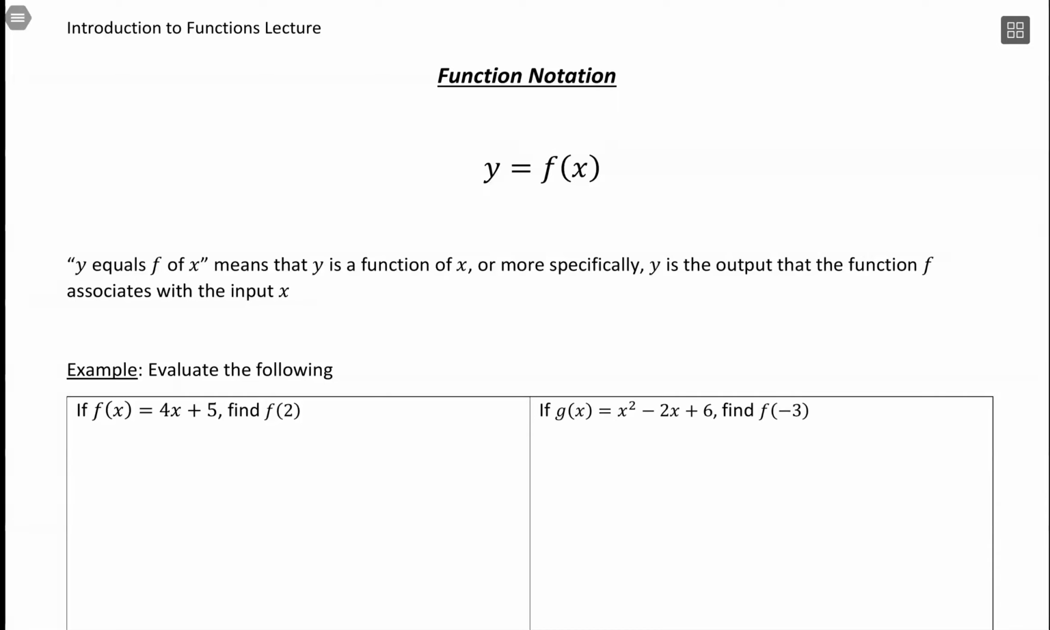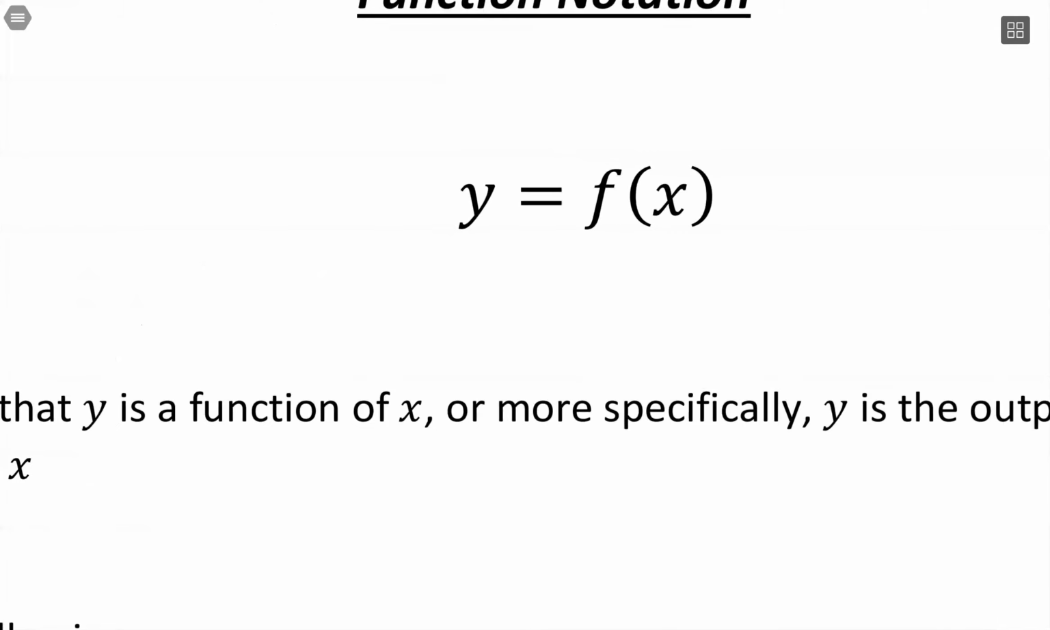So let's take a look at our notation for functions. How I would read this is y equals f of x. So what we're getting out here, y represents the output of our function, while x represents the input of our function. And then f is the name of our function.